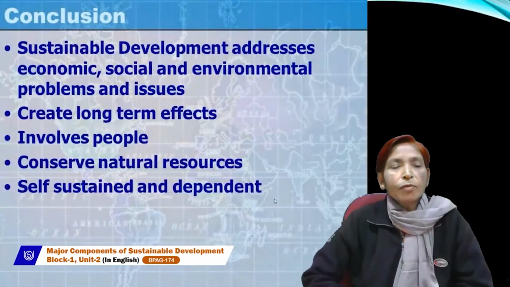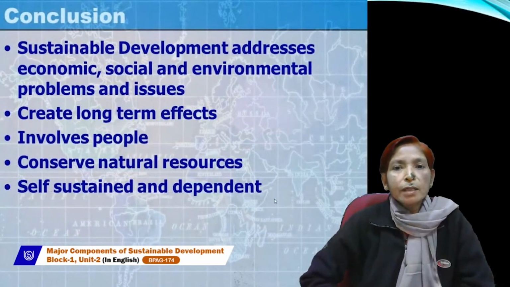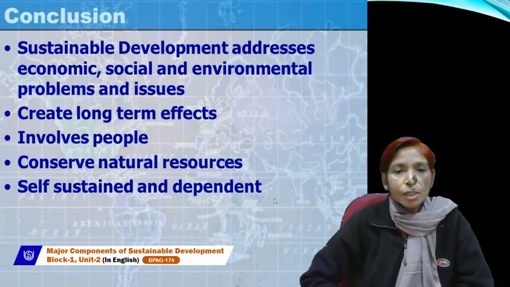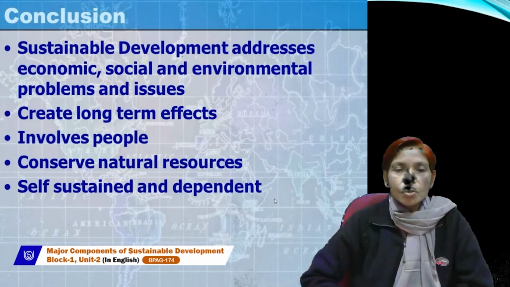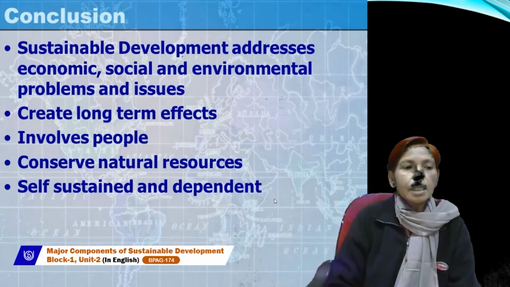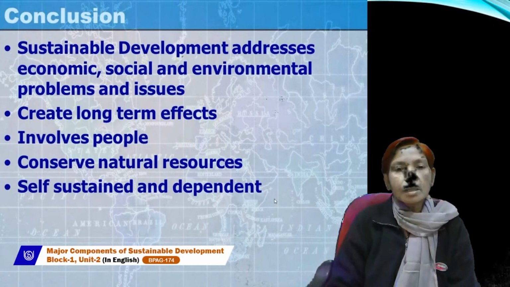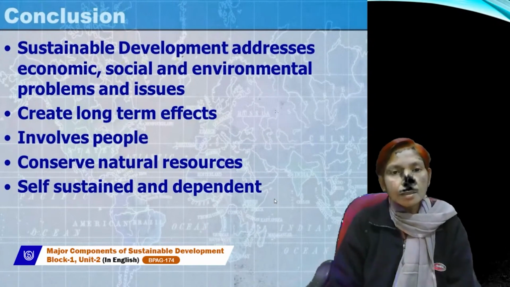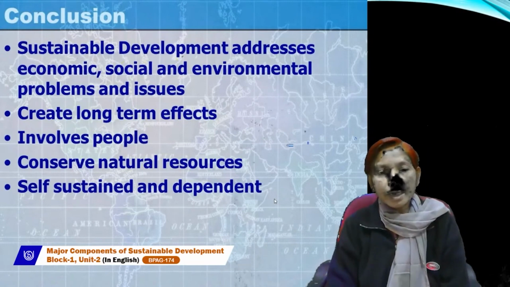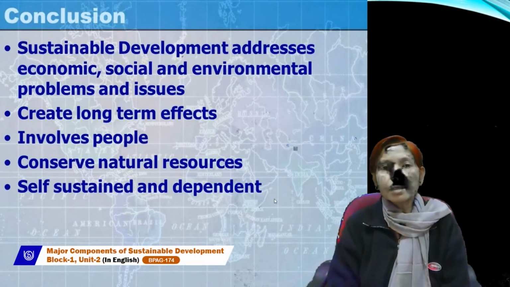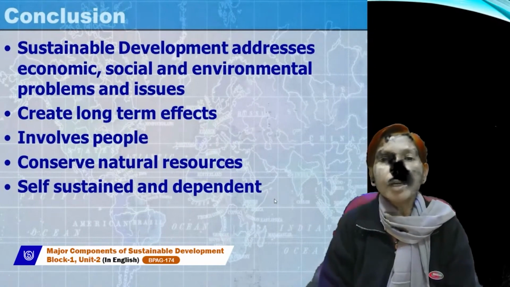Now we can conclude from today's session that sustainable development addresses economic, social, and environmental problems and issues, and it creates long-term effects. It involves people or society, which tells us about the social dimension of sustainable development, and conserving natural resources is included in the environmental sustainability dimension, and it is self-sustained and independent. So all these are the major components of sustainable development.